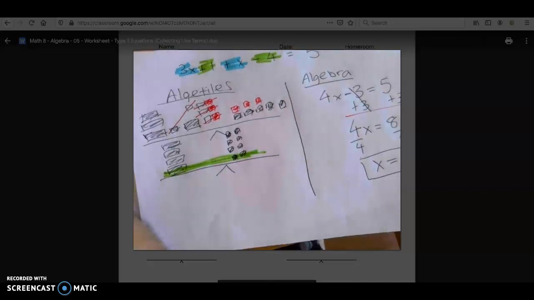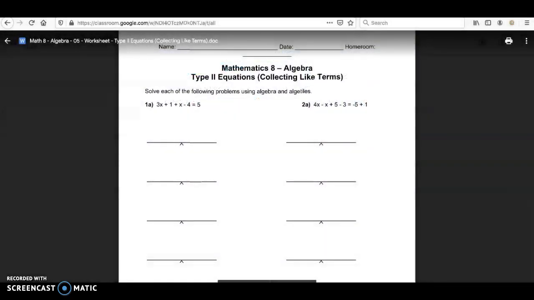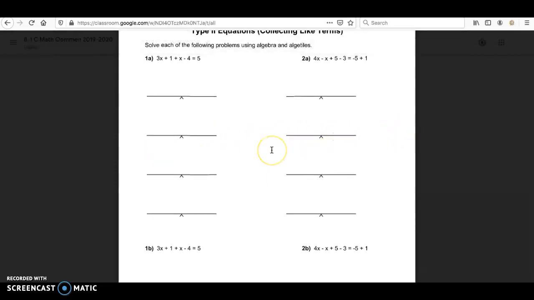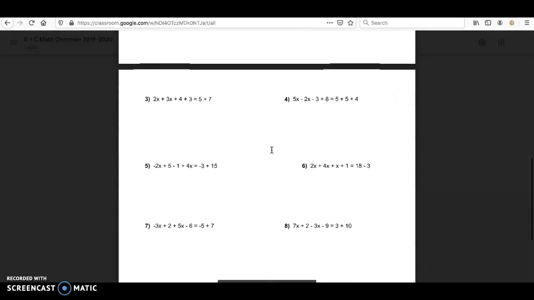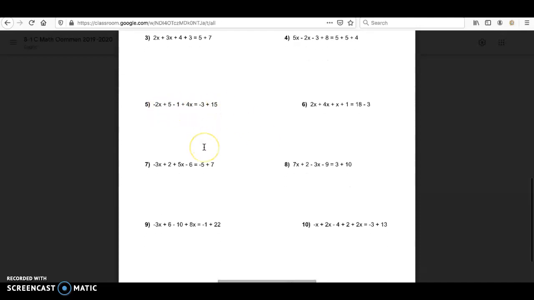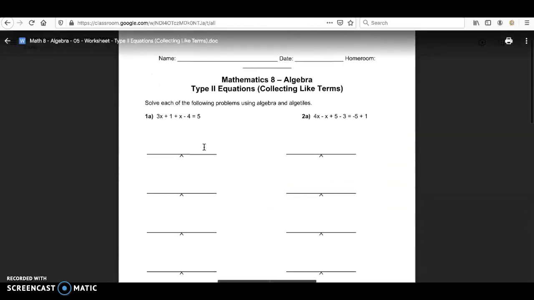Okay, so make sure you try this one out. If you look at your homework, there are actually 2 where you need to draw algebra tiles, and then for the next set of questions, you just need to collect like terms first, and then you either have to do one-step or two-step equations.